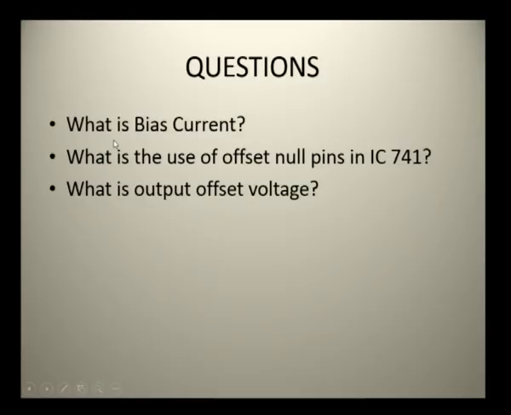Let us check how you have understood the topics. So, what is bias current? What is the use of the offset null pins in IC 741, and what is the output offset voltage? These are the references.